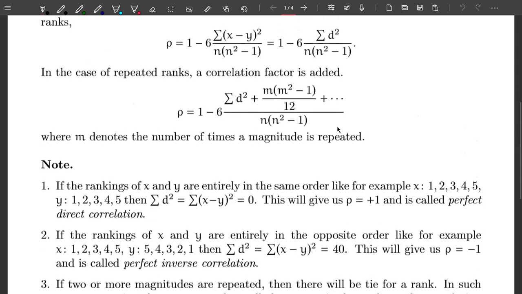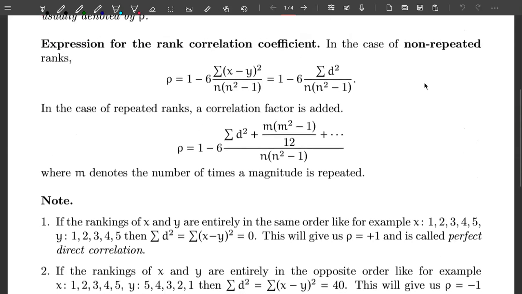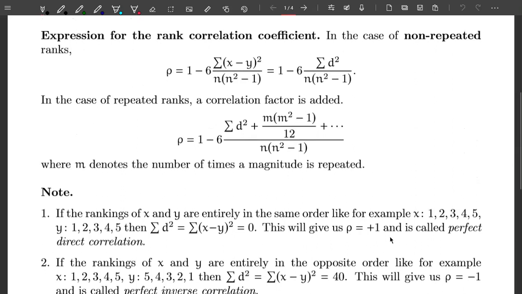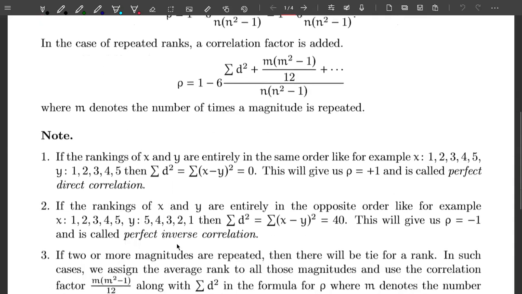Now if you are taking the case where the ranks are non-repeated, then what will be the value of rho here? Rho will be equal to 1 minus 6 into summation d square, which is 0, so this whole term becomes 0, and you get the value of rho equal to 1. If rho is equal to 1, then it is called perfect direct correlation.